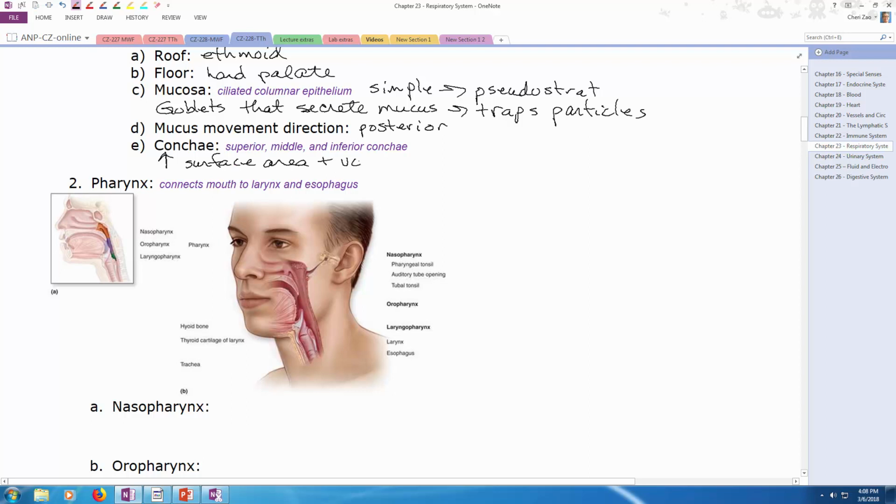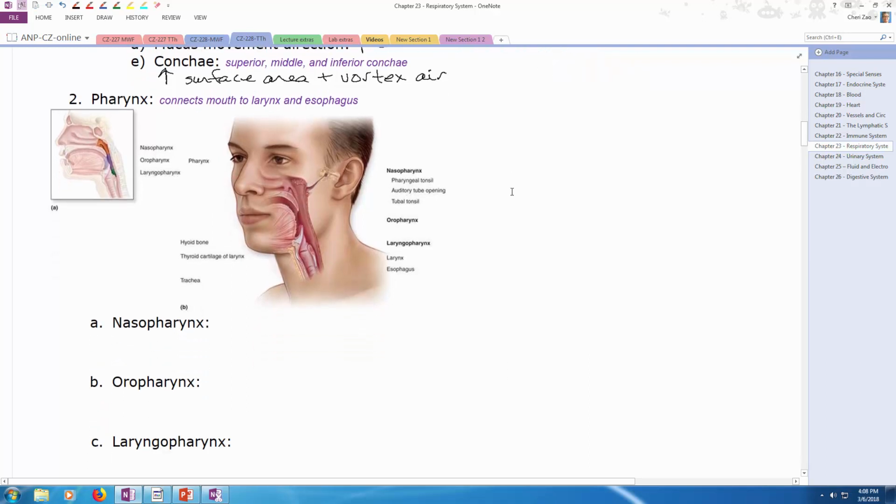And vortex the air. Vortex means tumble around and stir it up. And that's important because in order to actually get to our olfactory epithelium, we need to have some vortexing. Also, the more you vortex the air, the better able you are to moisturize it, warm it, and filter it. So that helps to do that for us.